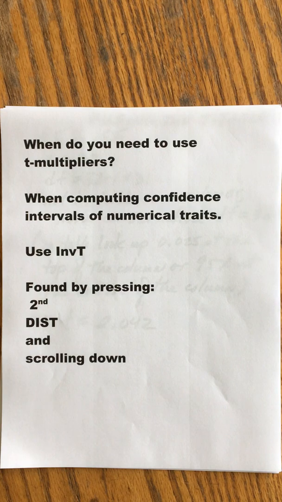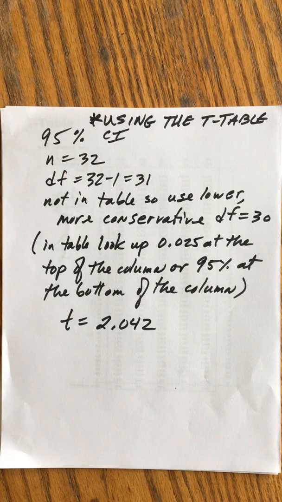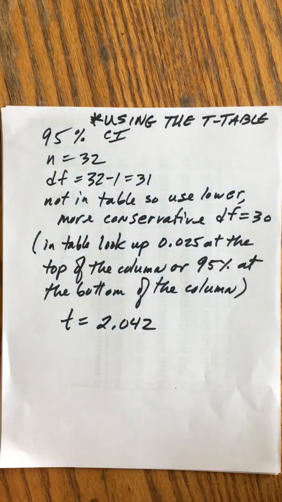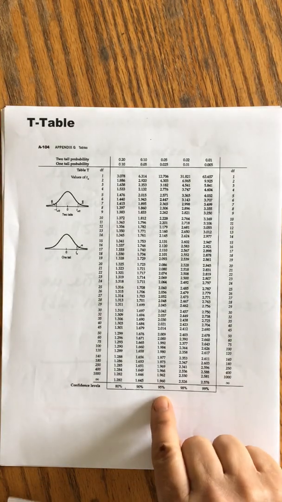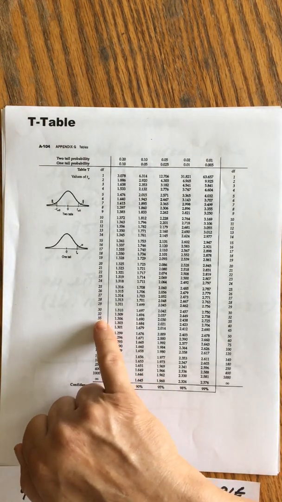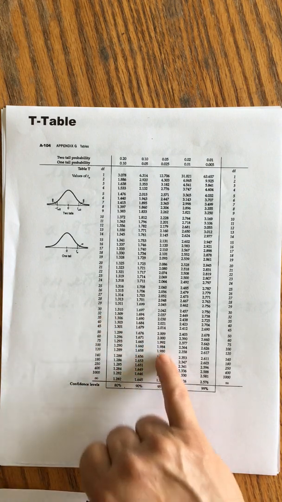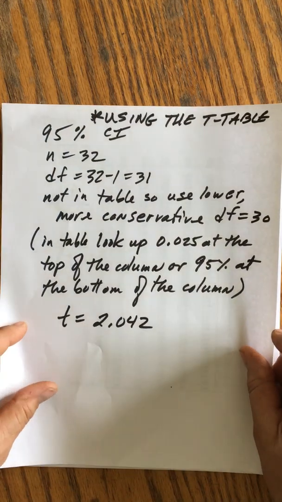Because there's several different versions of the TI, I don't know which number you scroll down to, but we're going to go through it. So let's say if I were using the t-table, and I was asked, find a 95% confidence interval where the sample size is 32. So you basically would look up here 95%, and then you find your degrees of freedom, which would be 31, but you can't find it. 31 is between 30 and 32, so you use the more conservative value here, 2.042.